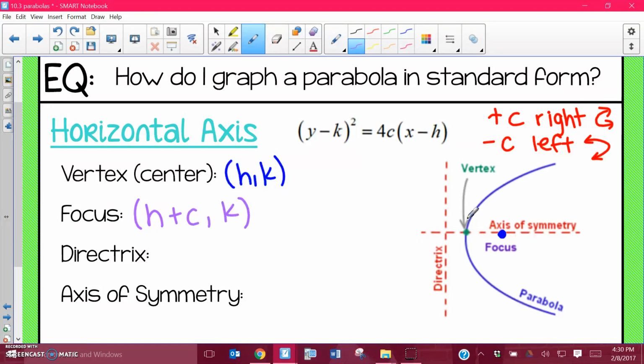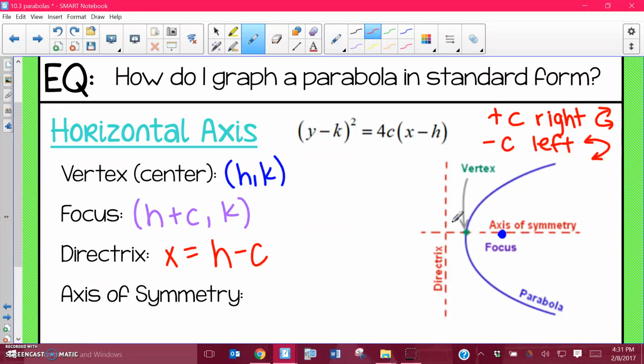Okay. So then my directrix, if you notice on this one, is actually a vertical line now because it's on the other side of my focus. And so again, a vertical line has an x equals equation, and that's going to be found using h minus c. Finally, your axis of symmetry is going through the middle of your parabola through that vertex.